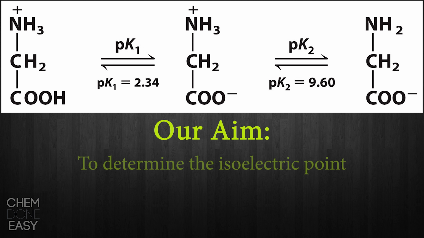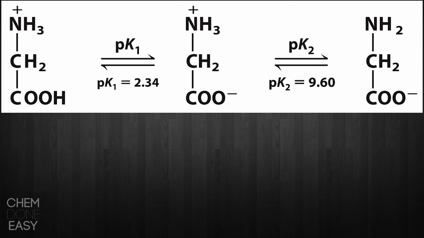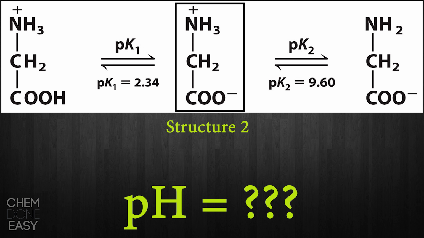Our aim here is to determine the isoelectric point, or the pH at which our amino acid is neutral in charge. So we want to calculate at what pH our second structure will be predominant. Here is where we use our pKa values.